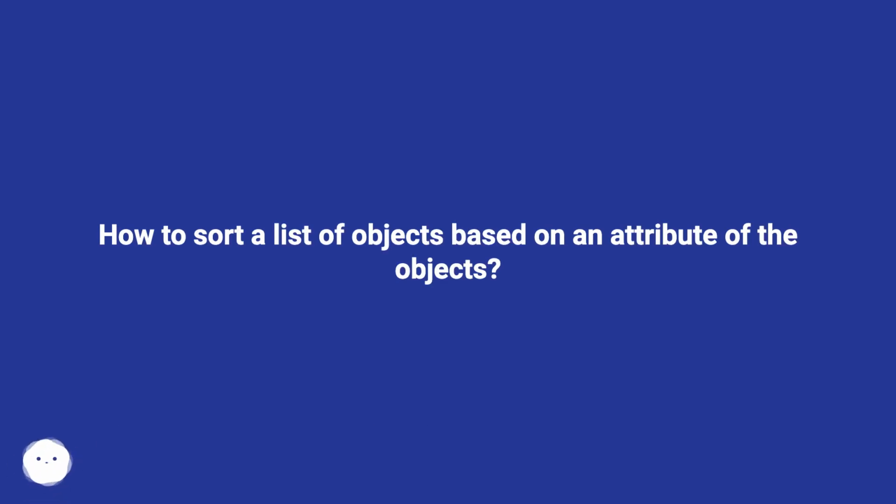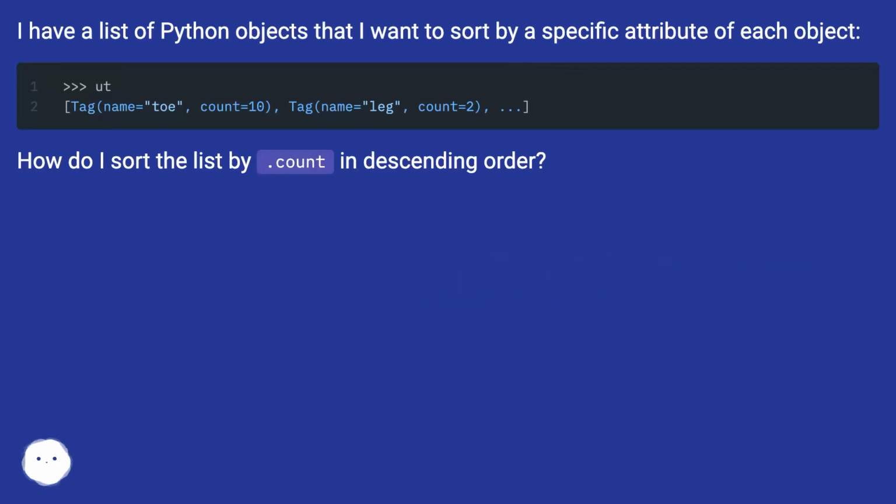How to sort a list of objects based on an attribute of the objects. I have a list of Python objects that I want to sort by a specific attribute of each object. How do I sort the list by .count in descending order?